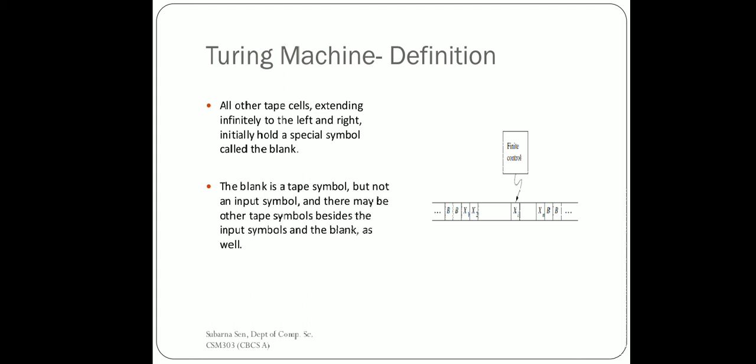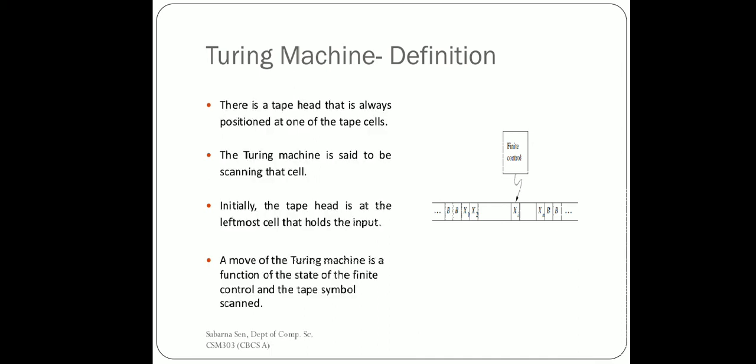Okay, the blank is a tape symbol but not an input symbol. Obviously, blank means we are just using that symbol to depict that these cells are not yet occupied by any input string. So that will not be a part of the input symbols. It is a special symbol to denote that these places are blank, and it is kept with the tape symbols only. It has no relationship with the input symbols. Fine.